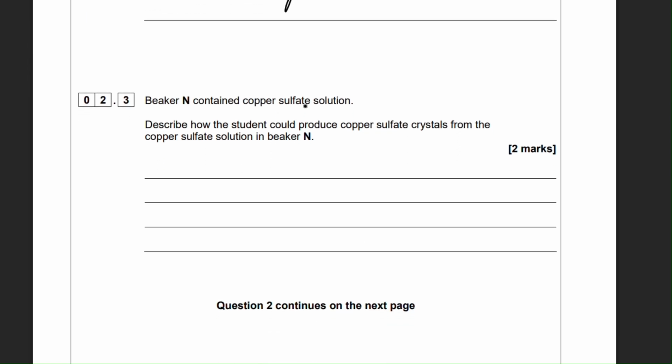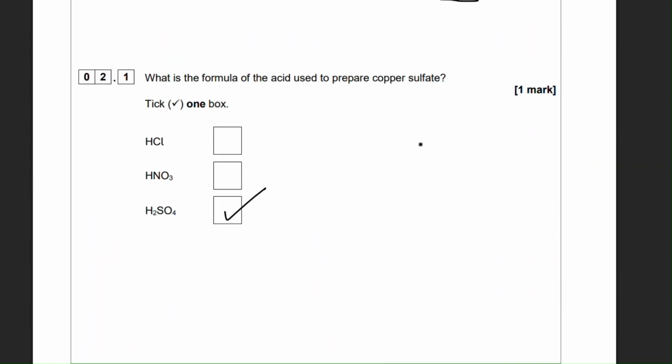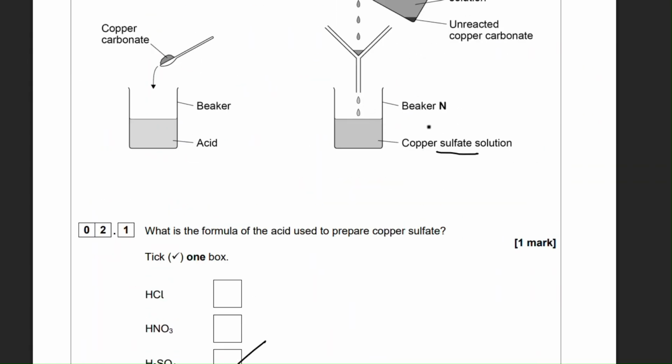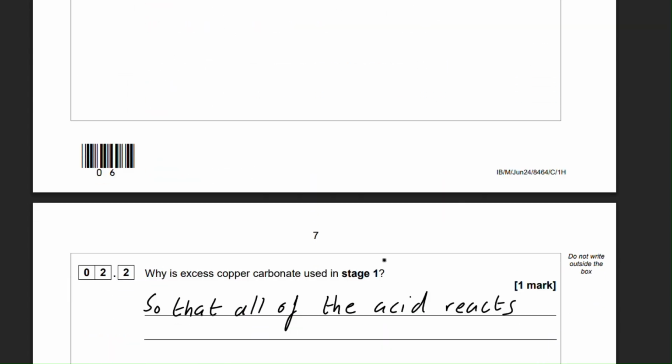Beaker N contained copper sulfate. Describe how the student could produce copper sulfate crystals from the copper sulfate solution in beaker N. Let me show you beaker N again. That's the beaker and it's got copper sulfate solution. Copper sulfate solution is a mixture of copper sulfate crystals dissolved in water. So we have to get rid of the water, don't we?